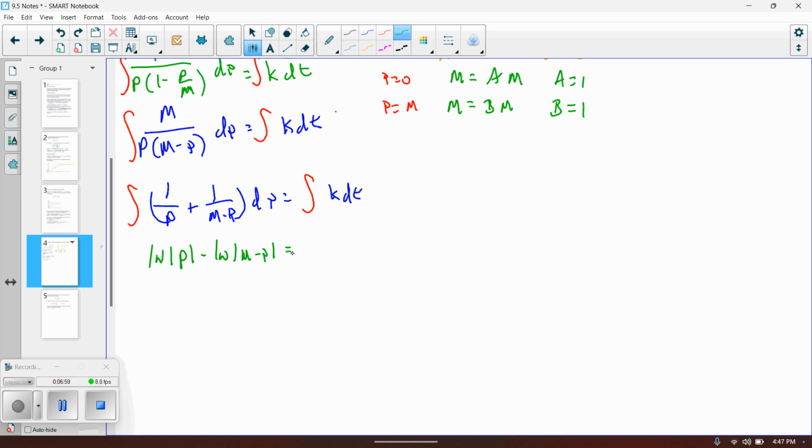Don't need the plus c on the left. I'm going to put it on the right, and on the right side we literally just get kt plus c. All right, so now we're going to use some properties of natural logs because we're still trying to ultimately solve this for p. So I'm going to combine the two natural logs. The two natural logs are being subtracted, so the arguments can be divided into one natural log here. So we're going to get the natural log of the absolute value of p over m minus p, and that still equals kt plus c.